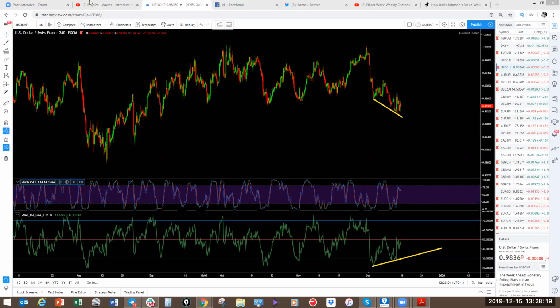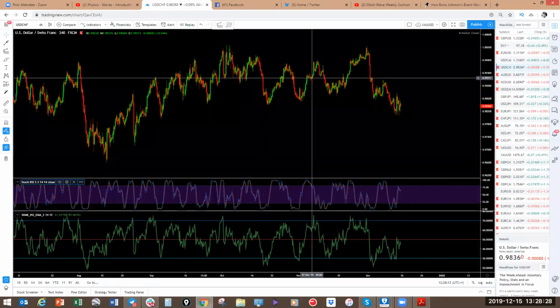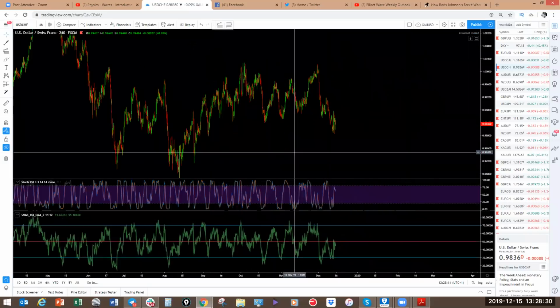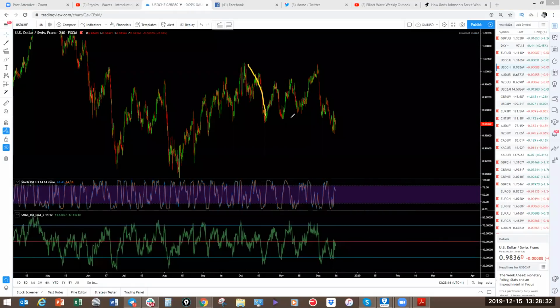Okay, so what we'll be expecting is at least a pullback after this pattern here. Why are we looking for the pullback? Because we've got this structure in there. We're looking for this structure. It's a three-way move to the downside. You've got this one, it's a three-way move. 1, 2, 3. Now you're looking for this one here.